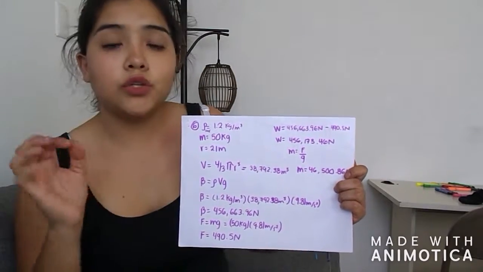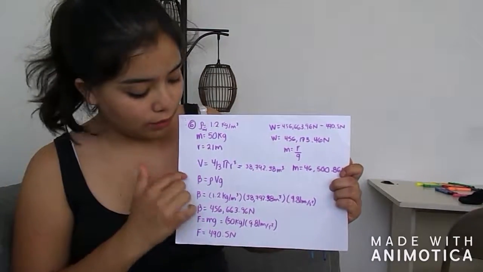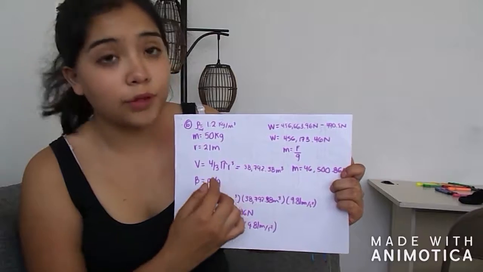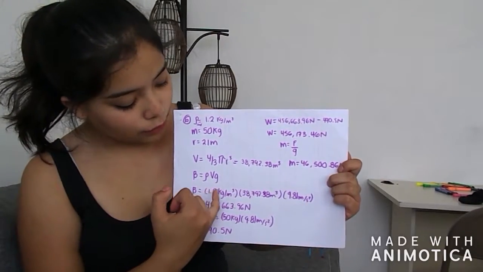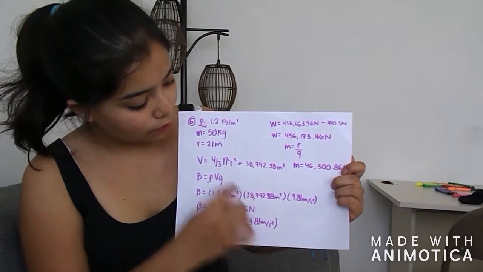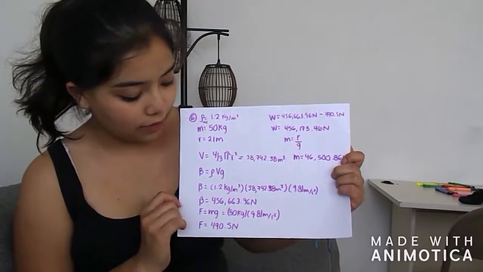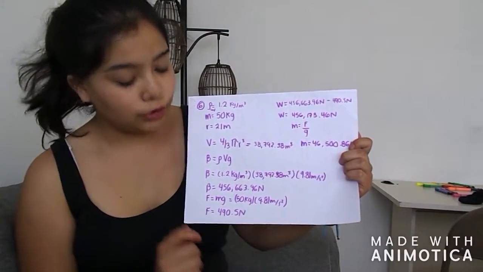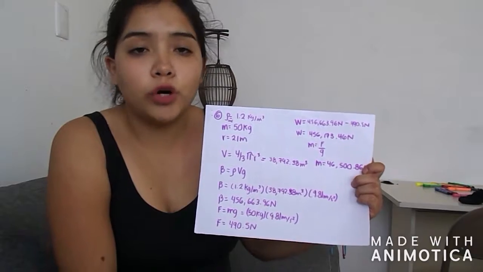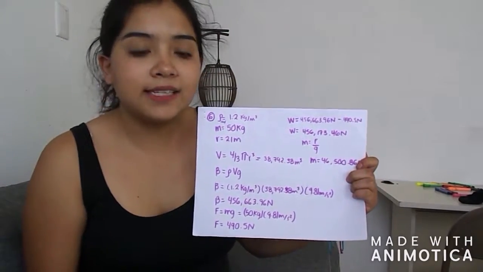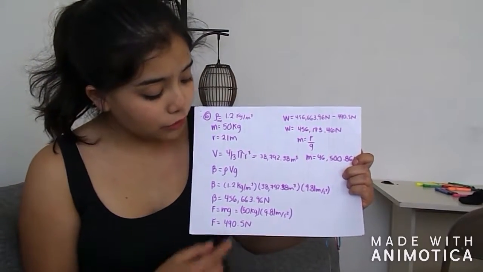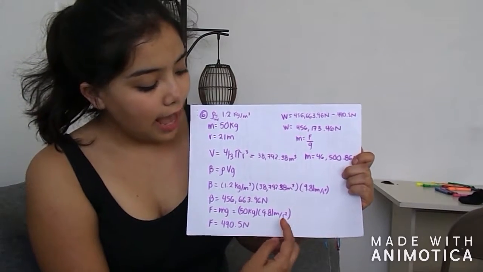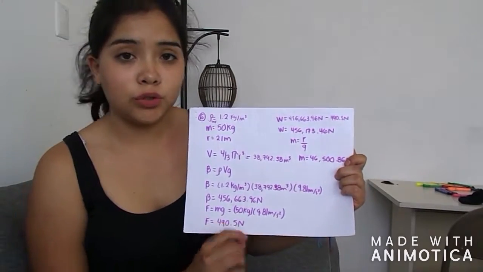Then we need to substitute our values in the buoyancy force, that is density times volume times gravity. We substitute with the density of the air, the volume that we got, and the gravity. Then we have this result. Then we need to use the formula of force, that is force equals mass times gravity. We substitute our values, 50 kilograms, and the gravity, and we have this result.